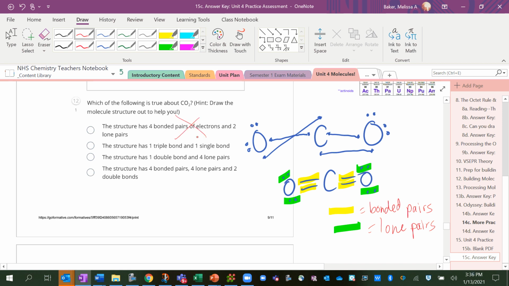Option B, the structure has 1 triple bond. No, that's not true. The structure has 1 double bond. No, that's not true. It has 2 double bonds. Last choice, it better be this. It has 4 bonded pairs, 4 lone pairs, and 2 double bonds. Yes.